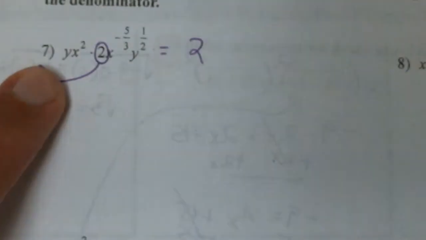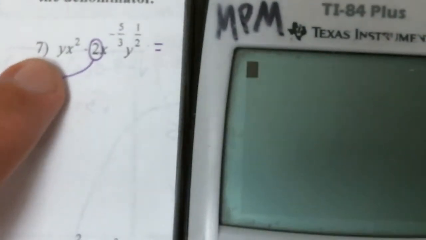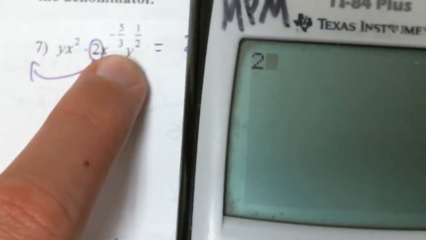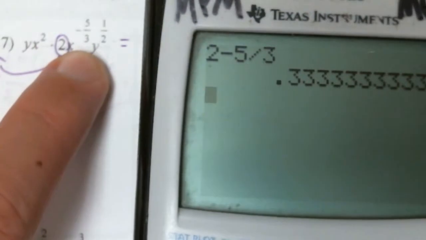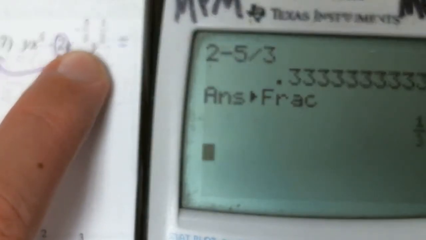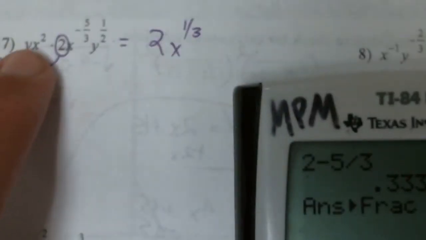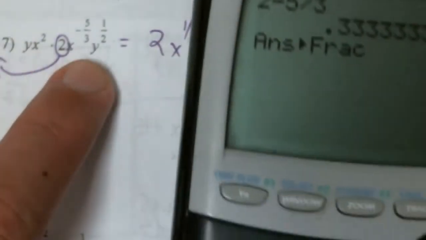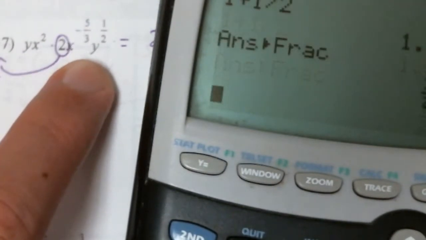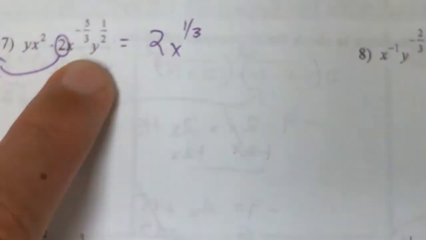Now again, if you guys want to just do this on your calculator, that's no problem. I'm adding 2 minus 5/3, so you can just type that in. 2 minus 5 divided by 3. Get some number, press math, fraction, press enter twice. That converts that to 1/3. Okay, so that's 2x to the 1/3. For the y's, I've got a y to the 1 and a y to the 1/2. So 1 plus 1/2, math, fraction, that is 3/2. Okay, so 2x to the 1/3, y to the 3/2.